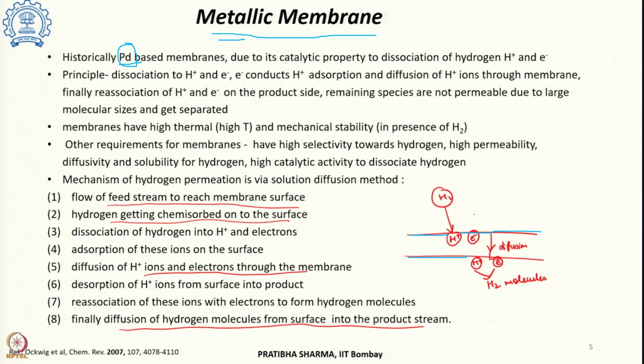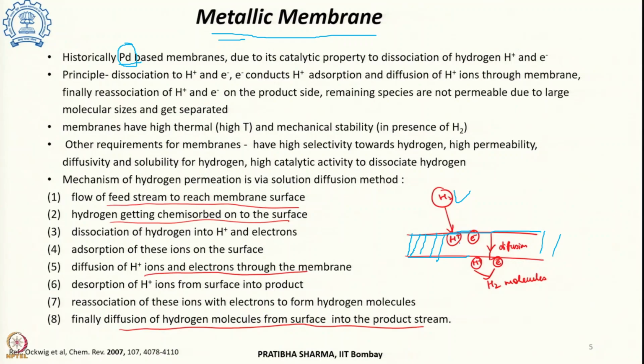This is also an adsorption process. Suppose this is your membrane, your membrane material. The hydrogen gas will first come to the palladium surface, the metal surface or metallic membrane, and it will produce H plus and electron. Okay, H plus and electron.